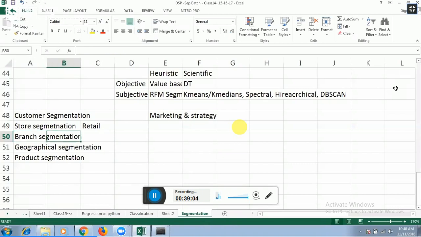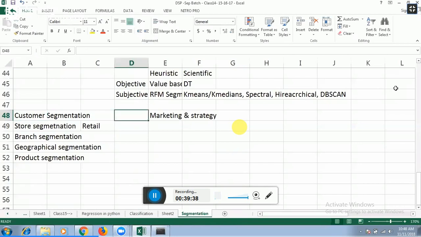With branch segmentation, a lot of times you want to set targets for the salespeople. In that kind of situation, for every salesperson in the bank, you cannot give the same target. Certain branches have a high scope, certain branches have a low scope. So you need to identify which branches have high scope so that you can set similar kinds of targets for those branches. That's how you do that. So like this, segmentation is applicable to many situations.